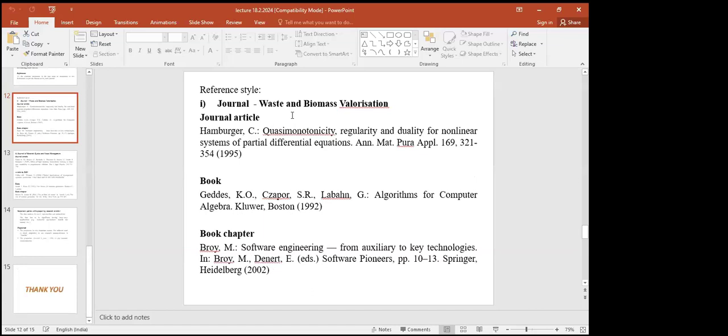Now, each journal follows its own style of references. So, whichever journal you want to communicate your research paper to, you have to see their guidelines. Each journal has its website, where they give the authors guidelines on how the reference style has to be. So you have to follow exactly that style.